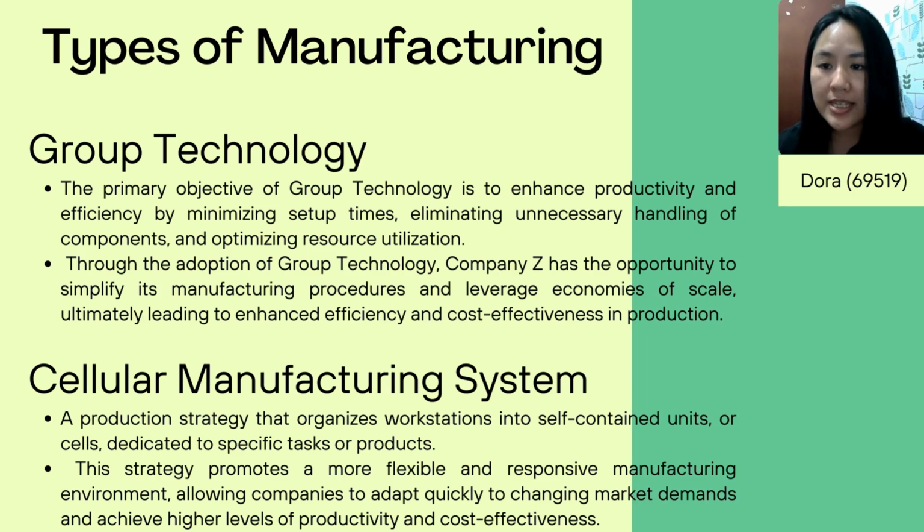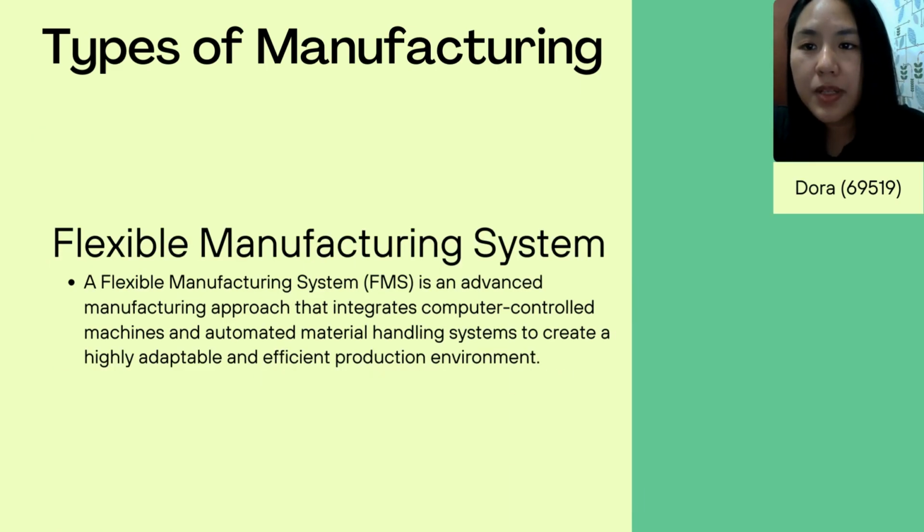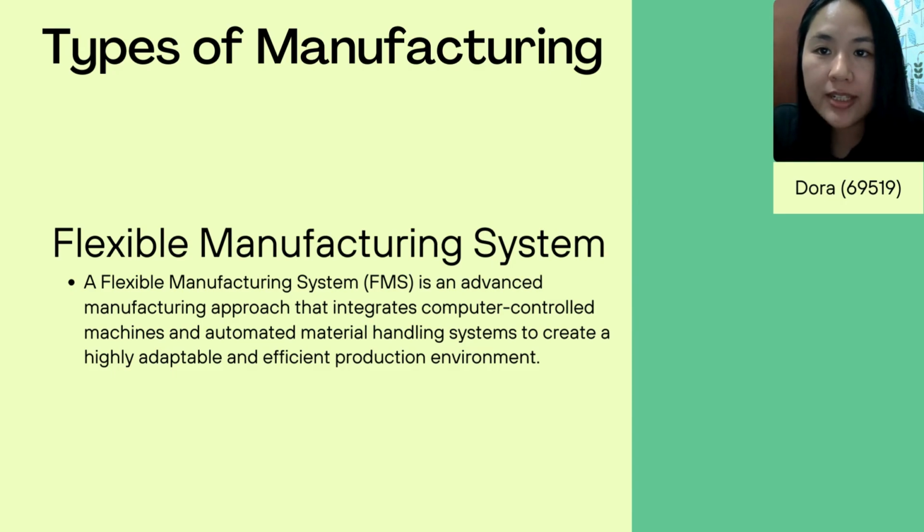A cellular manufacturing system is a production strategy that organizes workstations into self-contained units or cells dedicated to specific tasks or products. This strategy promotes a more flexible and responsive manufacturing environment, allowing the company to adapt quickly to changing market demand and achieve higher levels of productivity and cost effectiveness. A flexible manufacturing system is an advanced manufacturing approach that integrates computer-controlled machines and automated material handling systems to create a highly adaptable and efficient production environment.